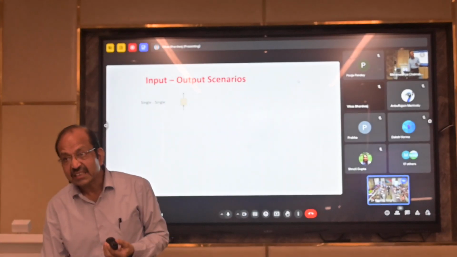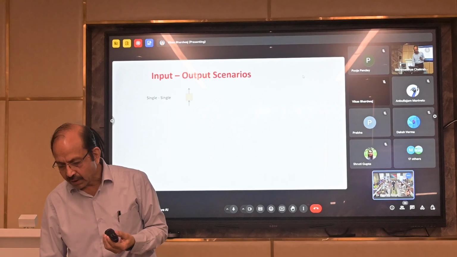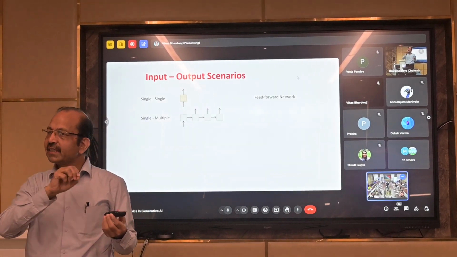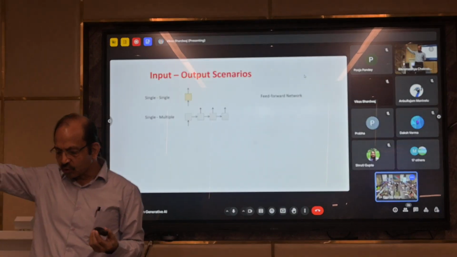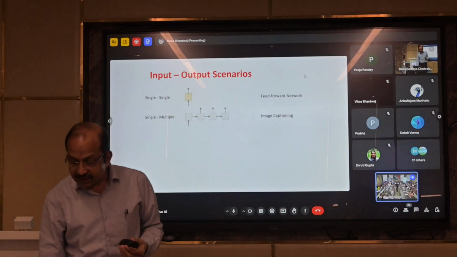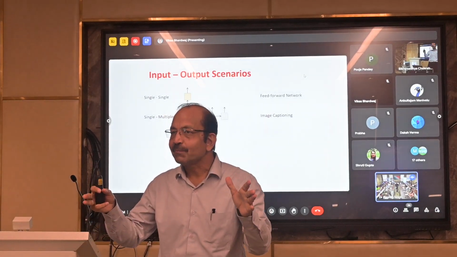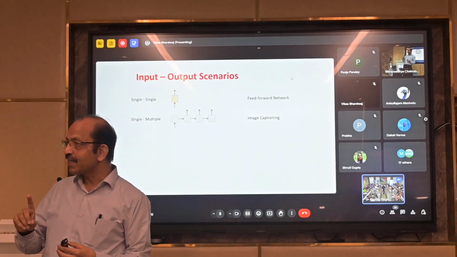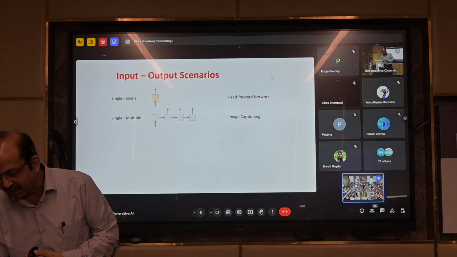So what are the different kinds of problems we can solve using this RNN? One, feed forward network: for a given input, you want to have one kind of output, but that we solve using feed forward neural network architecture. But now what can we solve? Single input. Image is a single input, but you are going to have multiple outputs. So single input, multiple output. One kind of problem is image captioning.